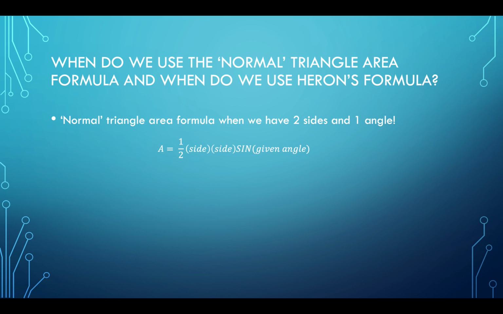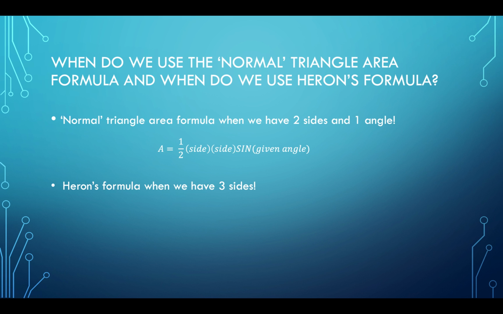We have 2 sides and 1 angle, so we're going to go ahead and use 1/2 times side times the sine of that given angle. And like I told you guys, instead of using 1/2, we should use 0.5 in our calculators, because when we use a half, you have to make sure you're putting parentheses around it. And I know that's something a lot of you end up forgetting to do, putting those parentheses around. So to avoid that mistake, just use 0.5.